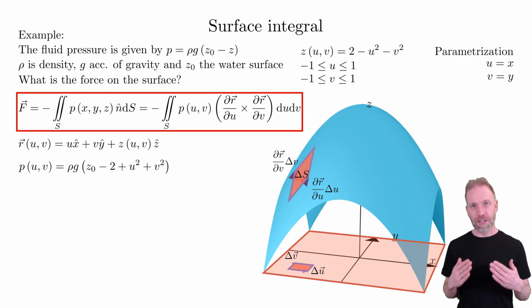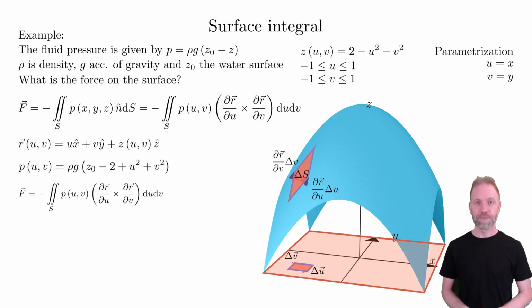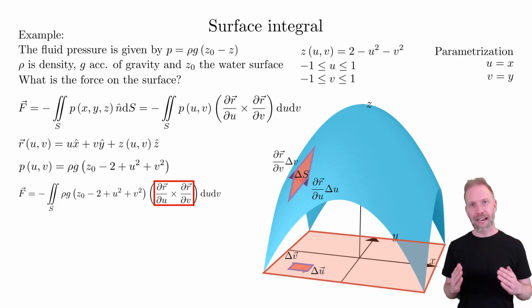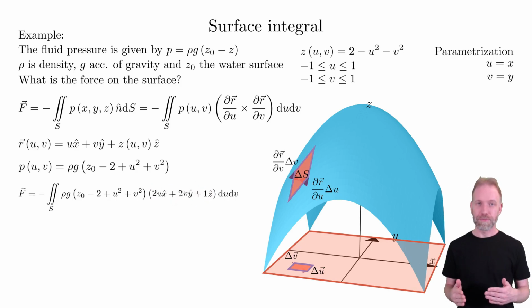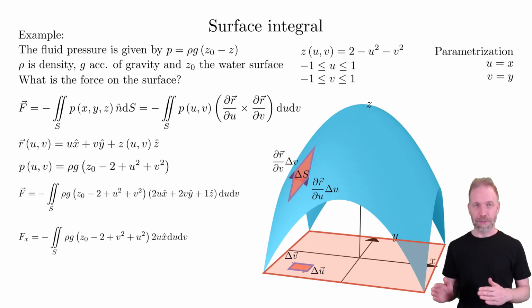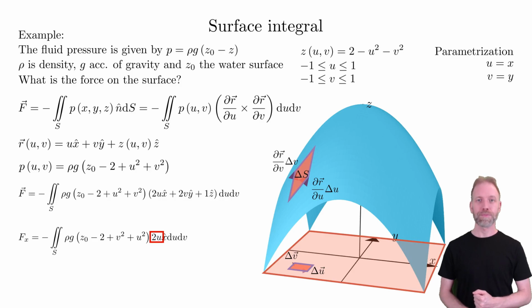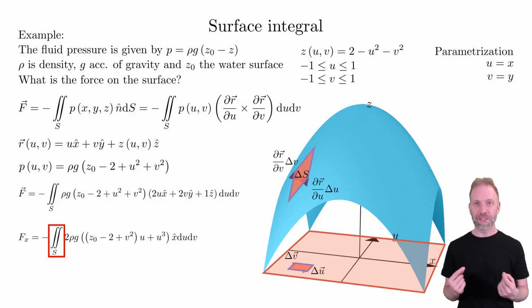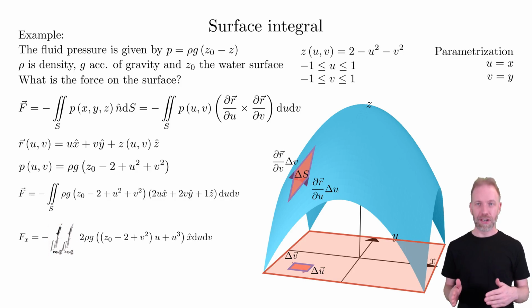Now it's time to start solving the integral. Insert expression for the pressure. We did calculate this cross product earlier in this video. Use that expression. Let us solve this integral one direction at a time. Start with x. Distribute u. Write the double integral as one integral over u and one integral over v.